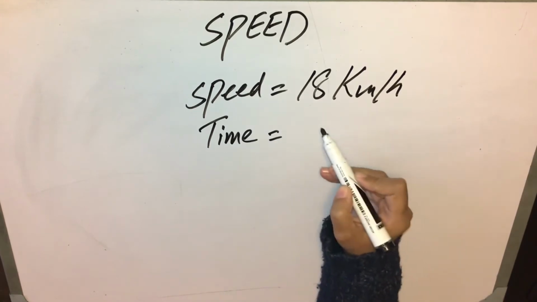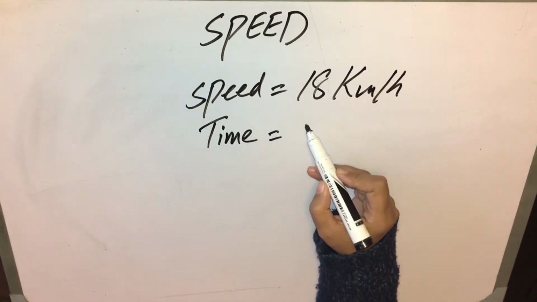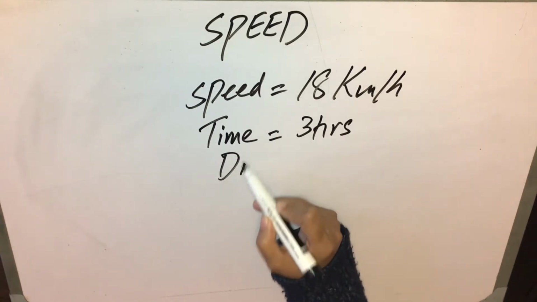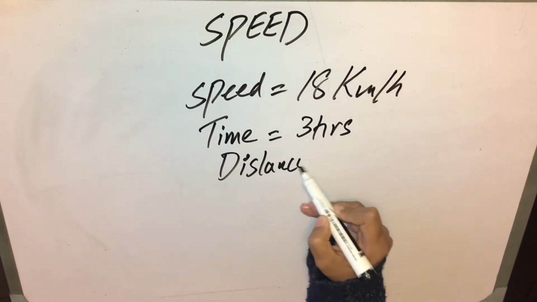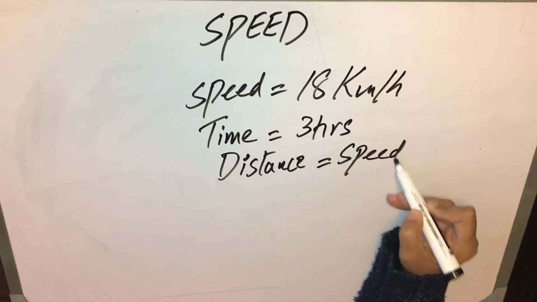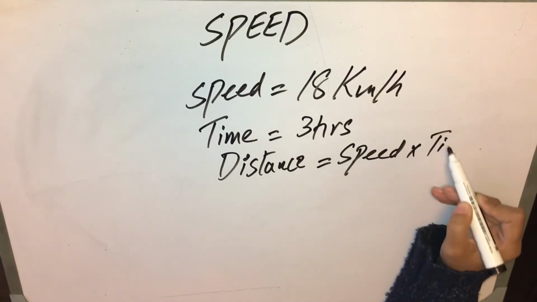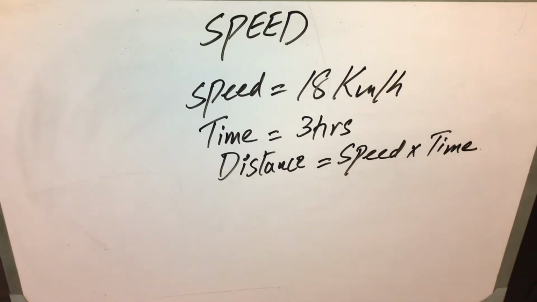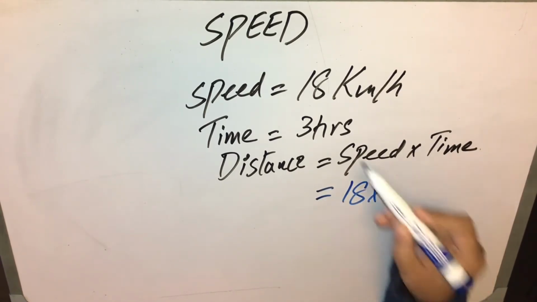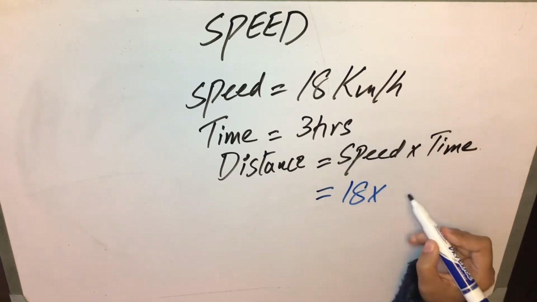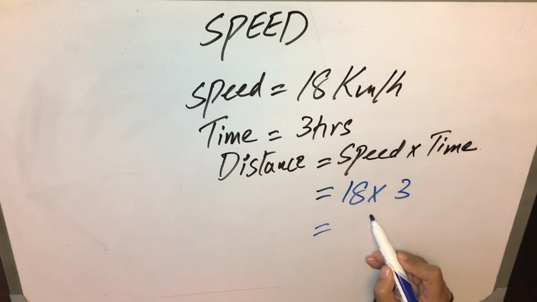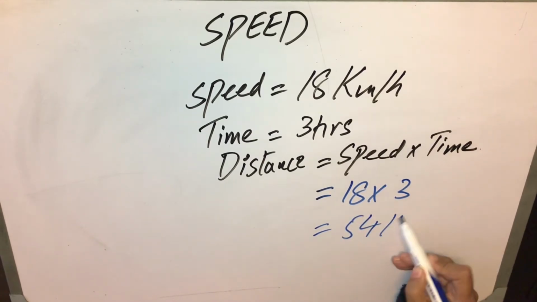In the same question, we have speed 18 km per hour, time is 3 hours, and we have to find the distance. I just told you that distance is the product of speed and time. This is also a good way to remember the formula: when we find the distance, we have to multiply speed and time. This is kilometer per hour, this is hours. Hours will cancel hours, and our distance will be 54 kilometers.